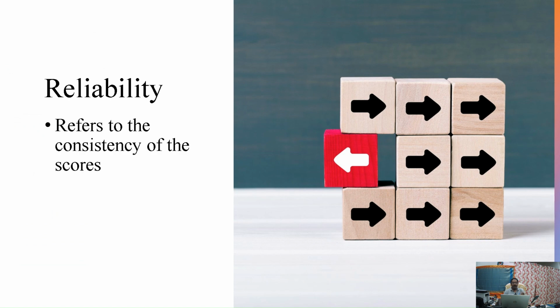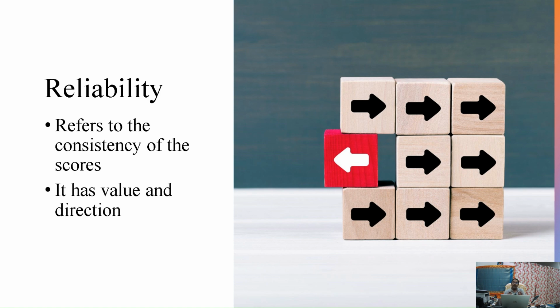Reliable refers to the consistency of the scores, which means that if I get 10 out of 20 in a test today, after 2 weeks, if the same test is kept again, I have to get around 10, maybe 11 or 9. So that is reliability, the consistency of the scores. I should not get 20 out of 20 when it is kept for the second time.